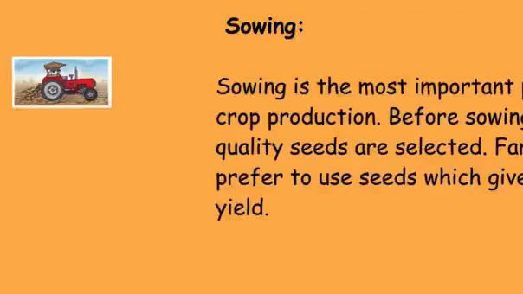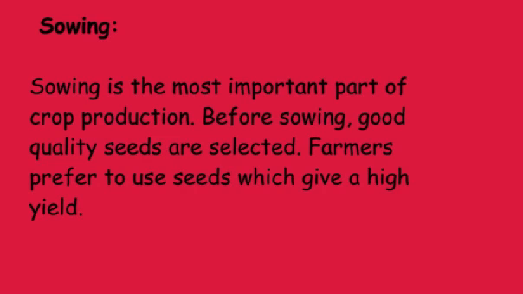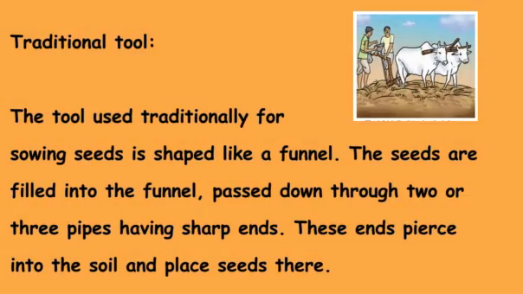Sowing. Sowing is the most important part of crop production. Before sowing, good quality seeds are selected. Farmers prefer to use seeds which give a high yield. Traditional tools. The tool used traditionally for sowing seeds is shaped like a funnel. The seeds are filled into the funnel and passed down through two or three pipes having sharp ends. These ends pierce into the soil and place seeds there.